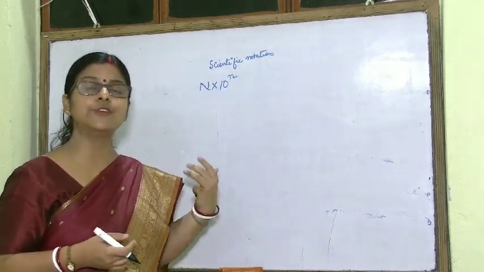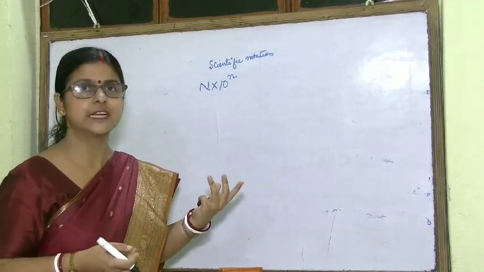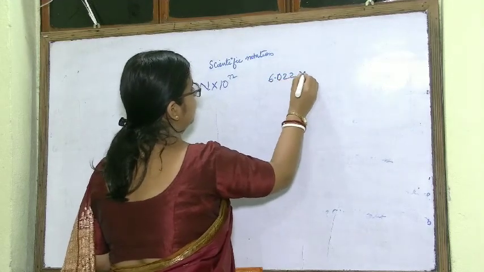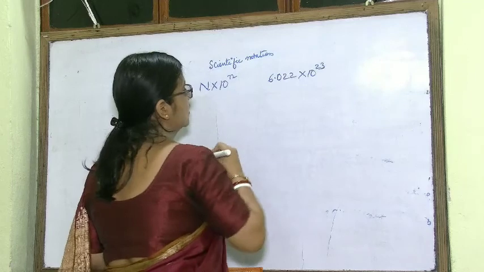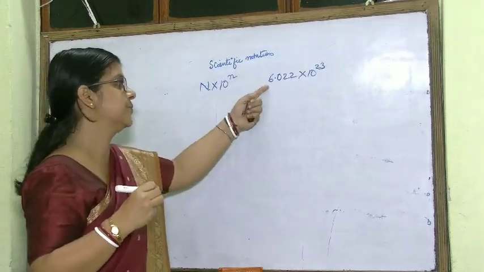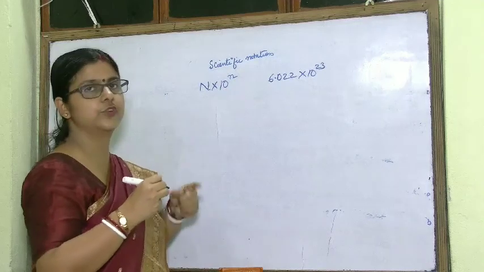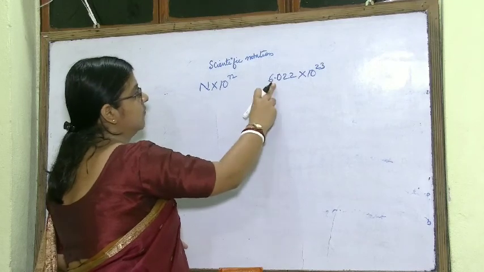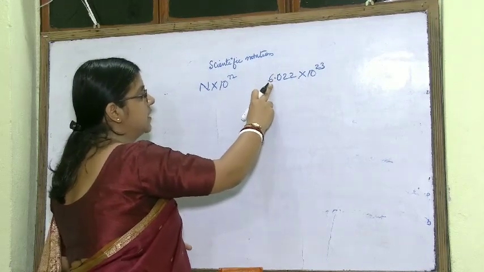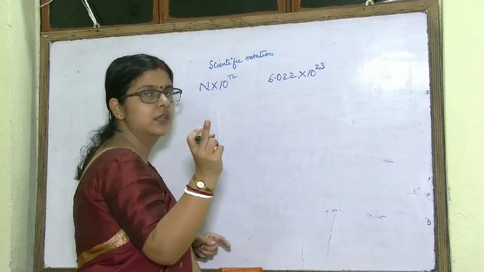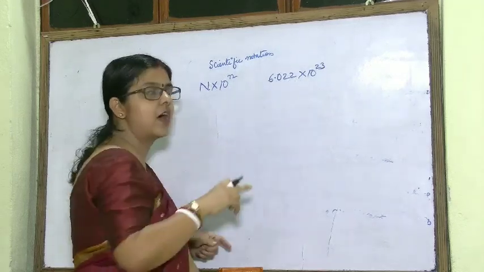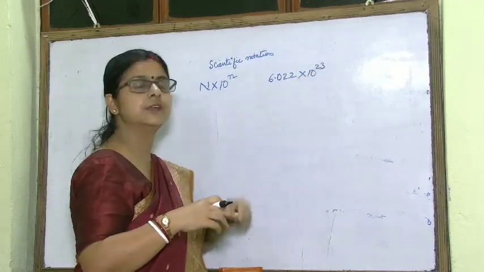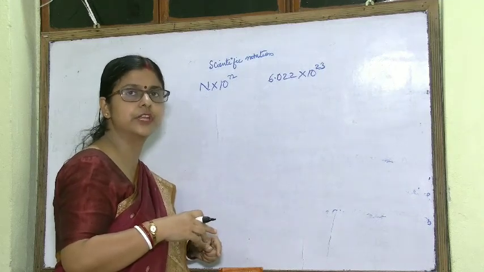I think all of you remember Avogadro's number. You have studied it in standard 9. What was that? 6.022 into 10 to the power 23. Here it is represented in scientific notation. There is one digit before the decimal, the rest of the digits are placed after the decimal, and n is the exponent of 10. Here the exponent of 10 is 23.